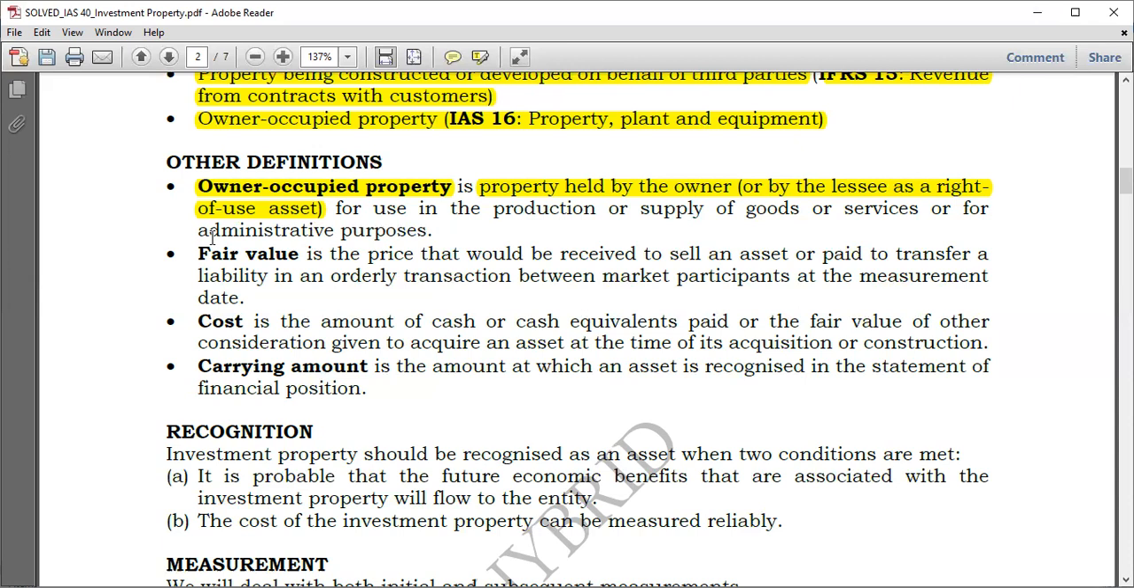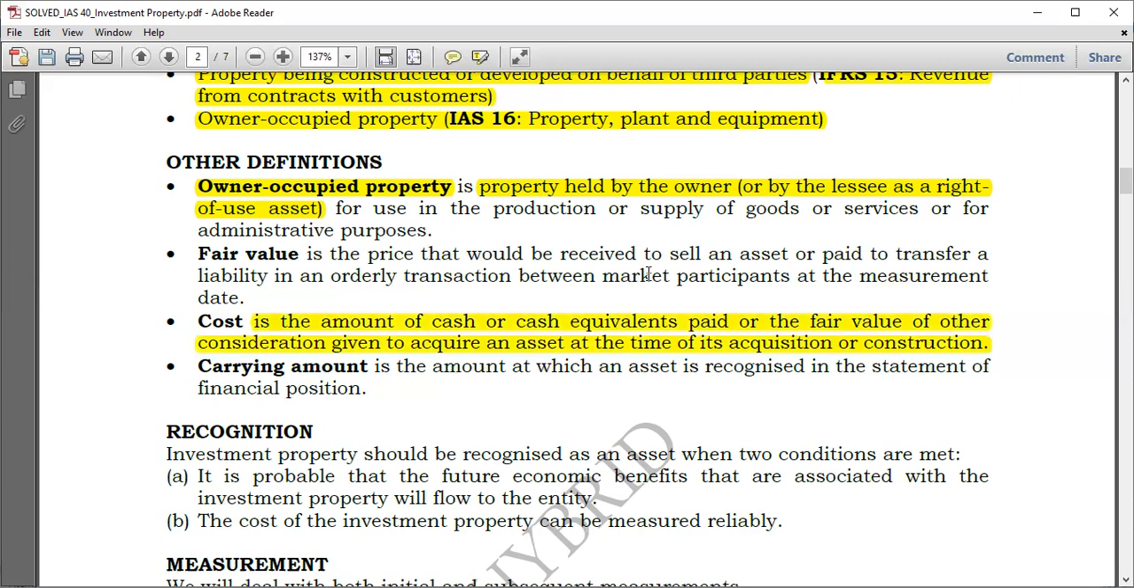Whenever we see something is a cost, we mean what you should have done to acquire something. Again, cost is here. Maybe let's see it down here. Cost is the amount of cash equivalent paid or fair value of other considerations given up to acquire an asset at the time of acquisition or construction.